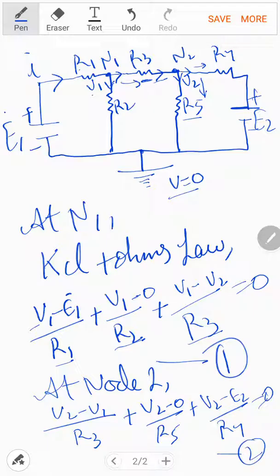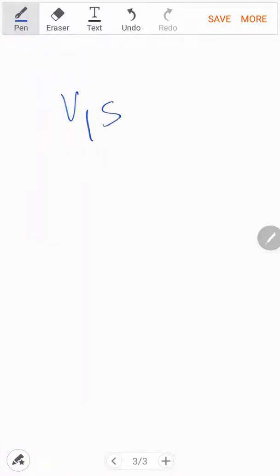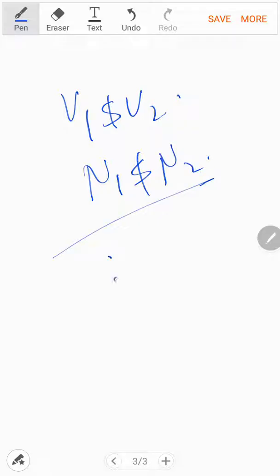Now we will solve equations 1 and 2, and given that the resistances and E1 and E2 will be given, we will get the values of V1 and V2, that is, the voltages at nodes N1 and N2. Okay.